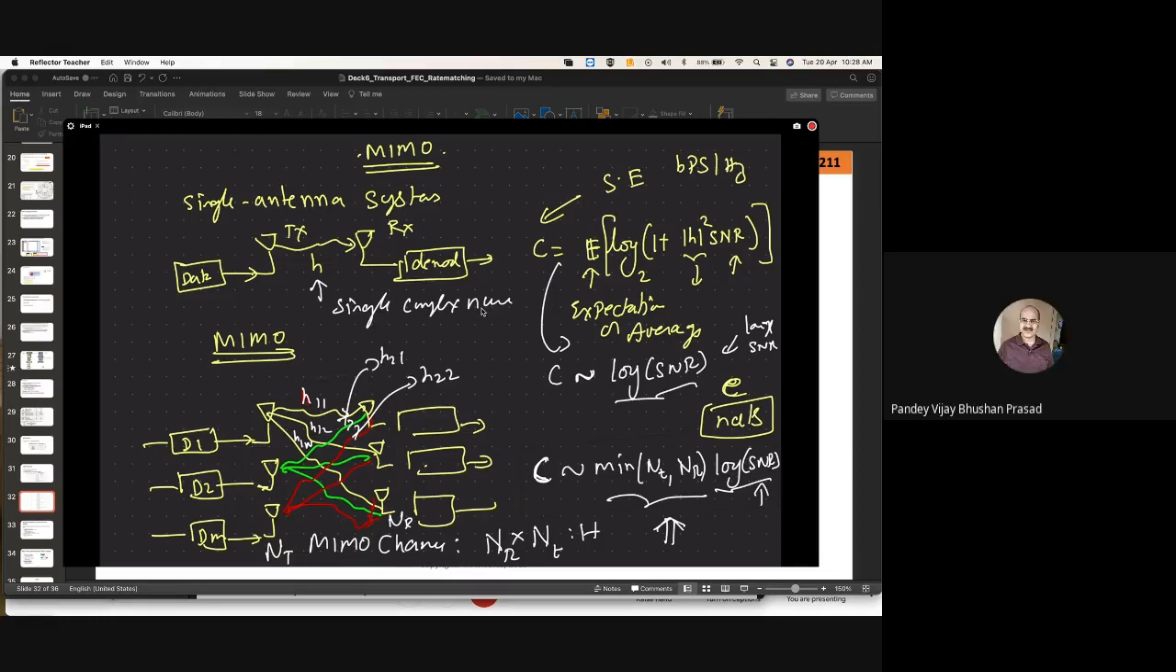Any questions? Sir, but different antennas will carry different data? Yes, different antennas will carry different data.